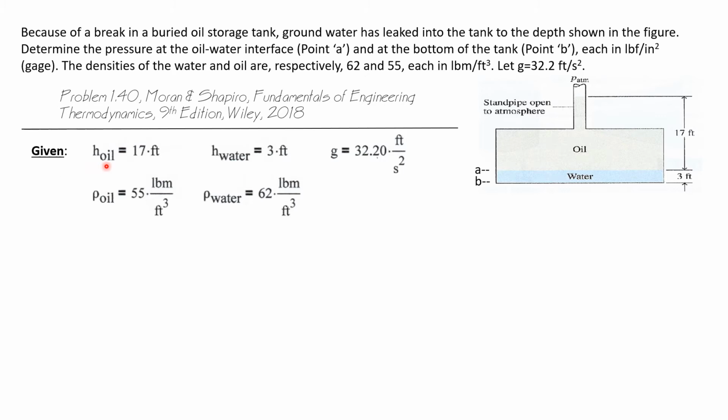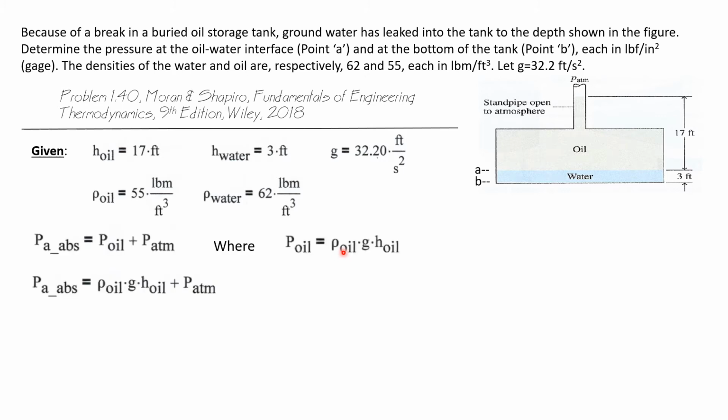I'll repeat the given data. The height of the oil is 17 feet. The height of the water is 3 feet. We have the acceleration of gravity and the density of the oil and the density of the water, all given for this problem. So let's write this equation. We know that the absolute pressure at point A is the pressure of the oil plus the pressure of the atmosphere. So here at point A, the pressure is created by the column of oil above it, and then the pressure of the atmosphere pressing down on the surface of the oil.